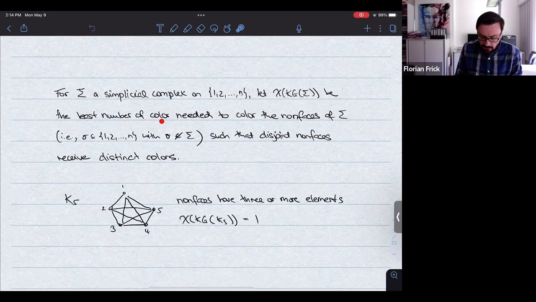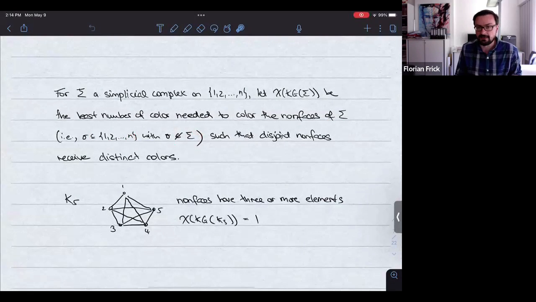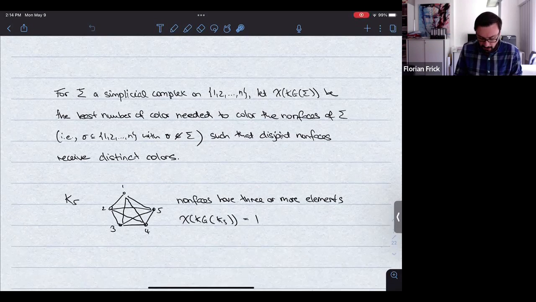It's the least number of colors needed to color the non-faces of the simplicial complex, so all the subsets of the vertex set that aren't faces of your simplicial complex, such that disjoint non-faces receive distinct colors. Okay. Maybe easier to think about an example.